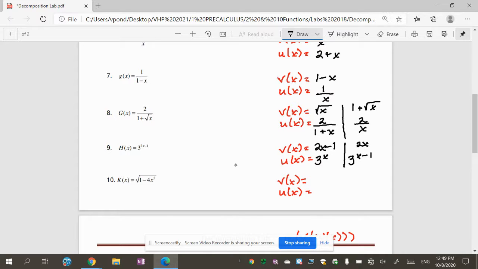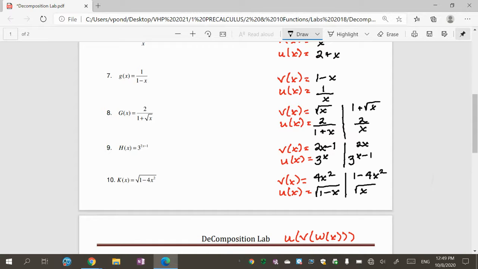This last one here, if I let 4x squared be my inside function, my outside function could be radical 1 minus x. Or the other way to do that one is I could let my inside function be 1 minus 4x squared. My outside function would be radical x. So both of those will work.